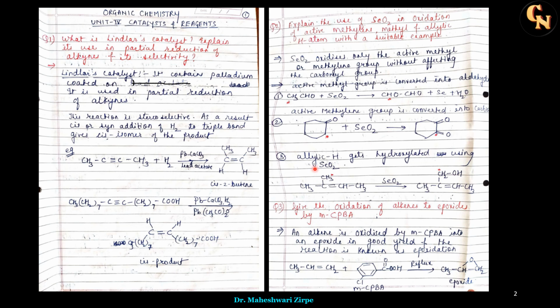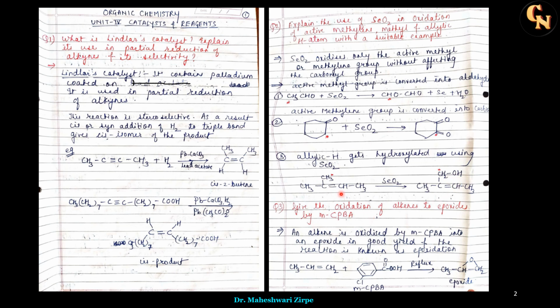The third one is that allylic hydrogen gets hydroxylated using selenium dioxide. So here the example is 2-methyl-2-butene, CH3-C(CH3) double bond CH-CH3, when it reacts with selenium dioxide, it gets converted into CH3-C-CH2OH. So the methyl group on the second carbon is the active group, which has been converted into a hydroxyl group.